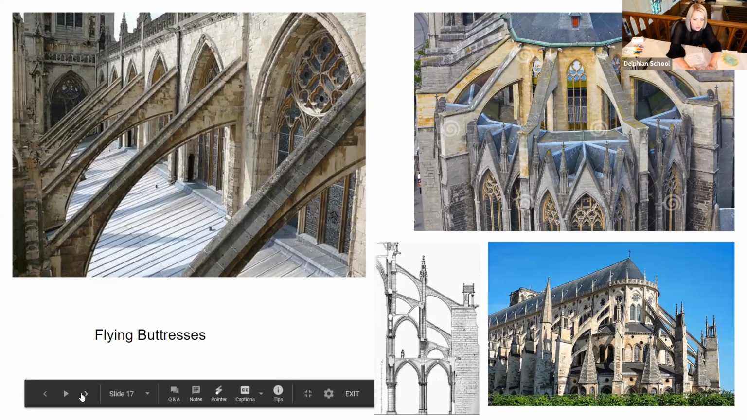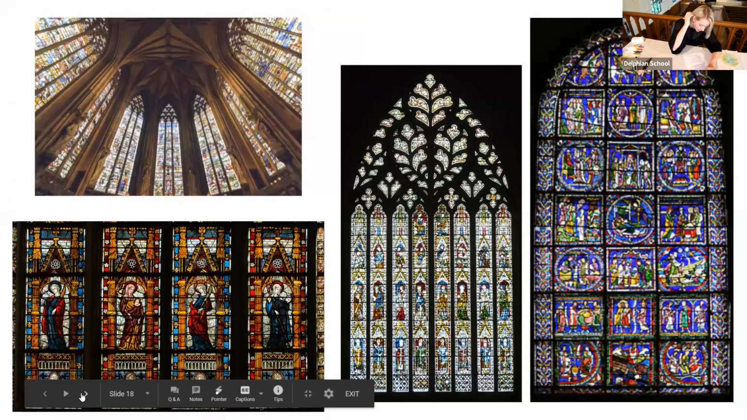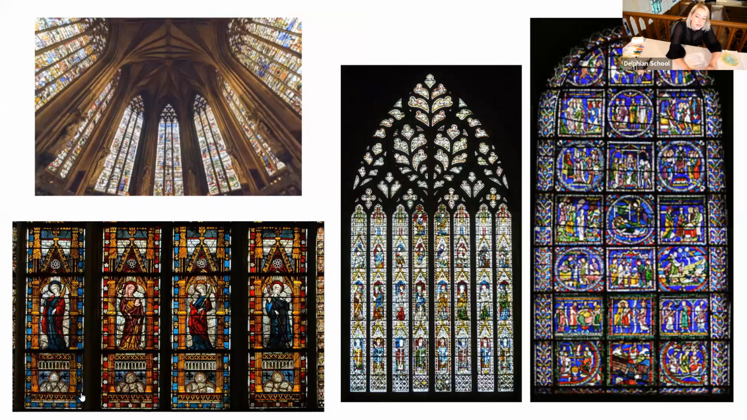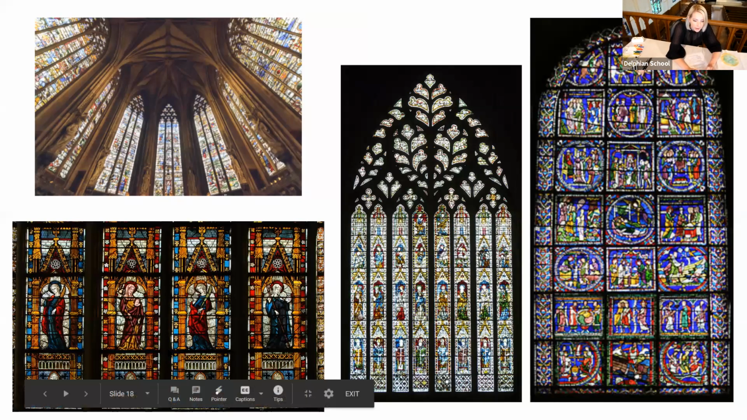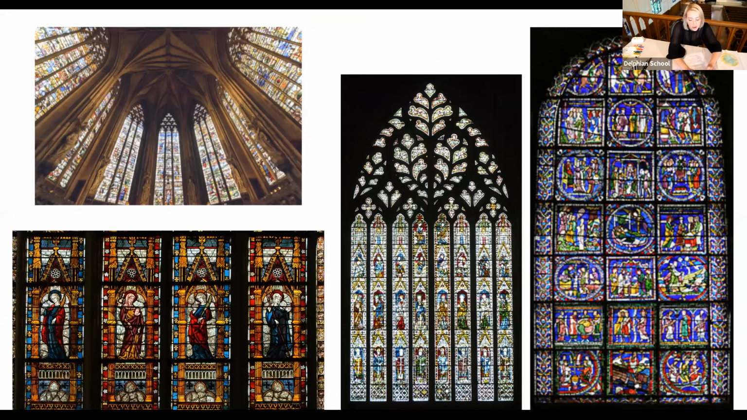Okay, so now let's talk more about stained glass. So for stained glass, they made these windows really, really, really tall and really detailed, and they usually included religious stories in the windows. Sometimes one whole window would be about one important person in their religion, or they would include lots of windows with a little picture. It's kind of like reading a comic book.